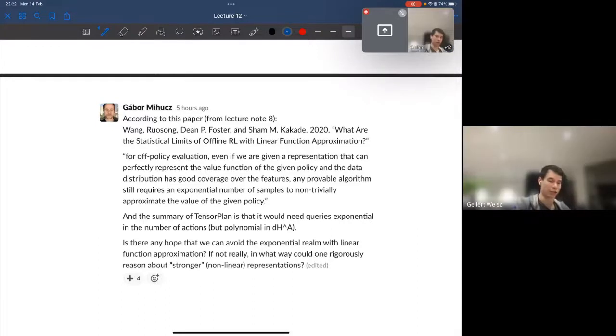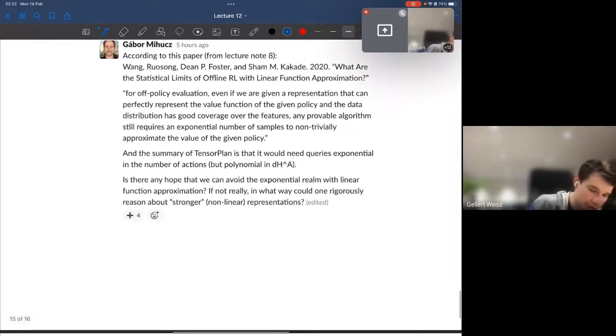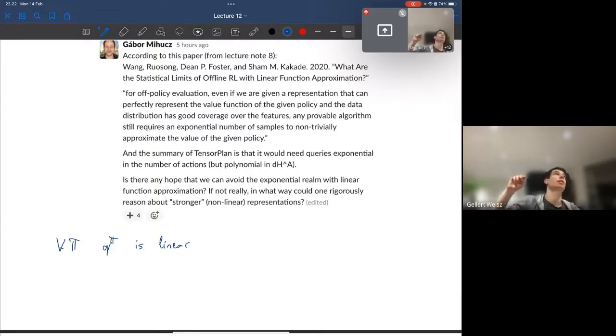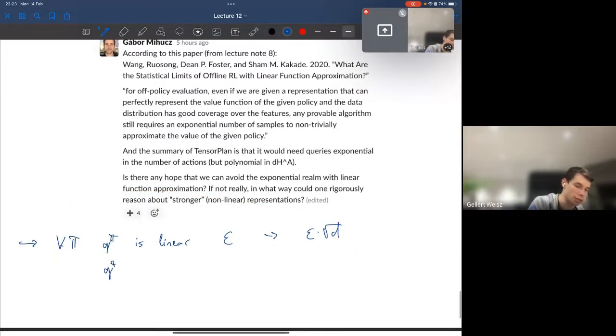Yes, it's a very hard question. But I think a couple of things to note: if you have, for all pi, q pi is linear, then you can have a positive result. I think that was maybe lecture 10, where there was a misspecification epsilon, and that allowed you to get an epsilon times square root d optimal policy, right? So this is a linear representation, but crucially, it says every policy has to be linear, which is a super strong assumption, right? And then came this assumption of, what if only Q star is linear? And then it seems to be the case that it's super hard.